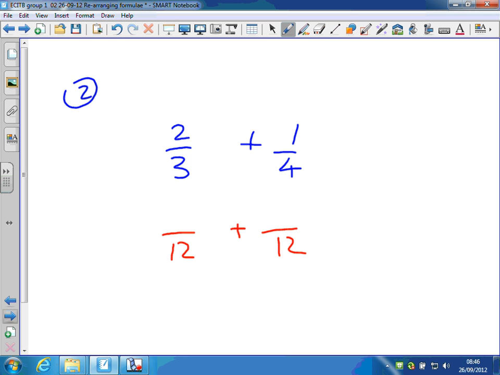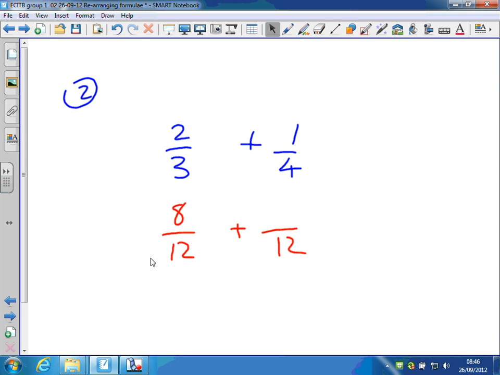How do I turn this into twelfths? What I do is, what have I got to times the 3 by to get 12? Answer, 4. So what do I do to the top? Times that by 4 too. Whatever I do to the top, I must do to the bottom. And then I've not changed the fraction. So long as I multiply top and bottom by 4, so 4 2s are 8, it's still 2/3, but expressed now as 8/12.